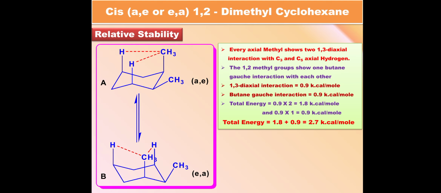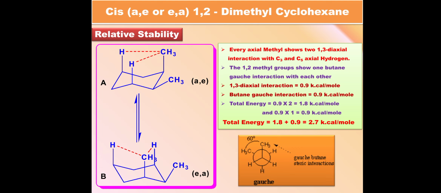Also, there is one butane-gauche interaction between carbon number 1 and carbon number 2 methyls, and therefore its energy is 0.9 kilocalorie, and the total energy goes to 2.7 kilocalorie per mole. So with two 1,3-diaxial interactions and one butane-gauche interaction, the energy of this cis 1,2 axial equatorial or equatorial axial dimethyl cyclohexane is 2.7 kilocalorie per mole.